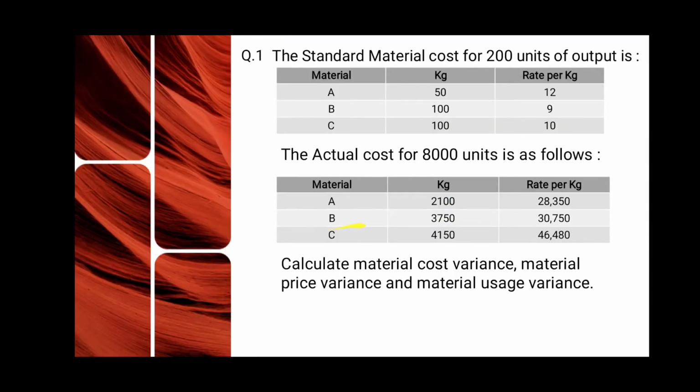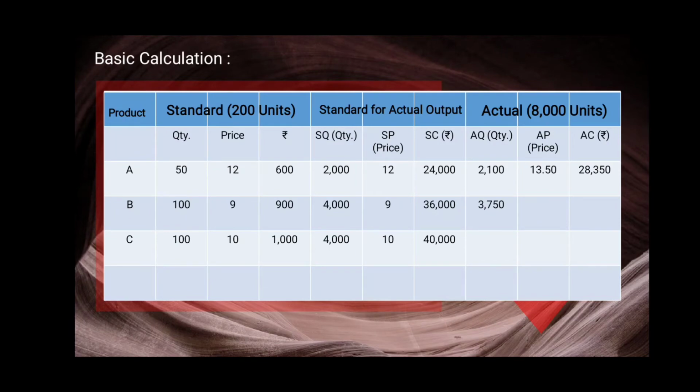For material B, kg amount is given as 3,750 and rate per kg is given as 30,750. So we'll record it 3,750 for actual quantity for material B and the actual cost amount is given as 30,750. So the actual price will be 8.20.